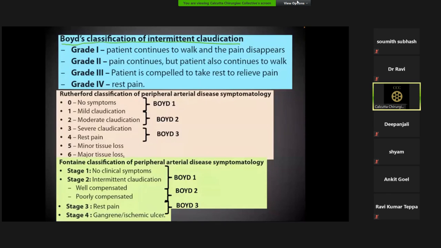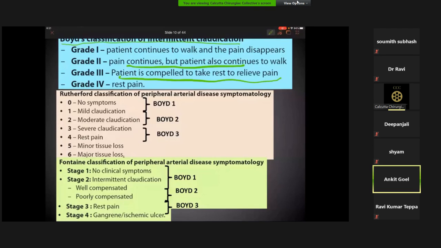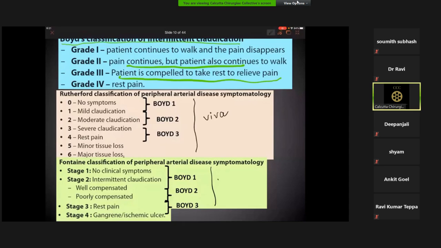At grade 2, the pain continues with the patient. At grade 3, the patient is compelled to take relief from the pain, whereas grade 4 is rest pain. However, for a postgraduate student, it is expected that you should know what Fontaine's and Rutherford's classifications are. These are important, particularly for your DNB viva and in your future exams as well. So remember that. This is the Rutherford classification and the Fontaine classification.